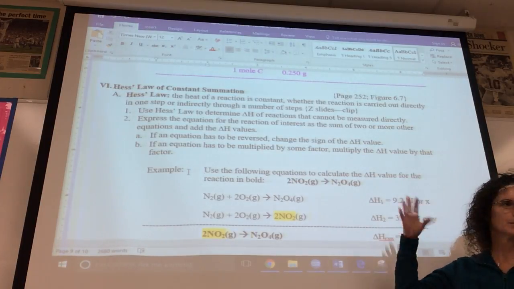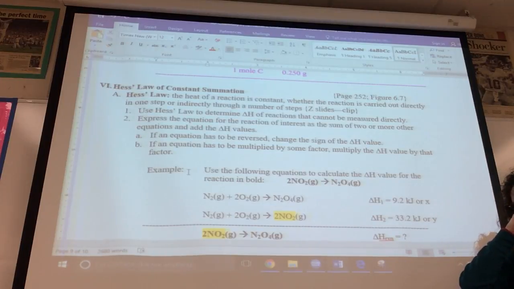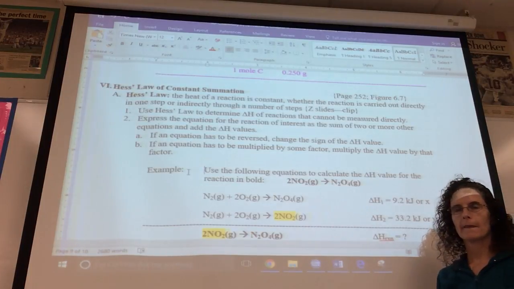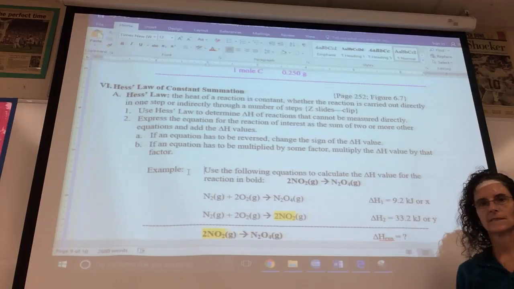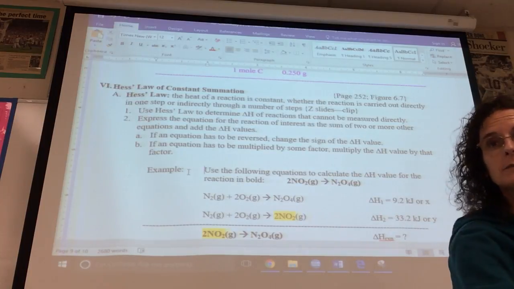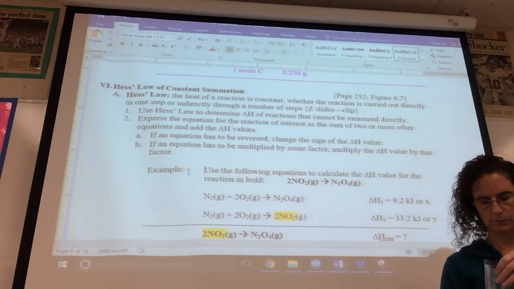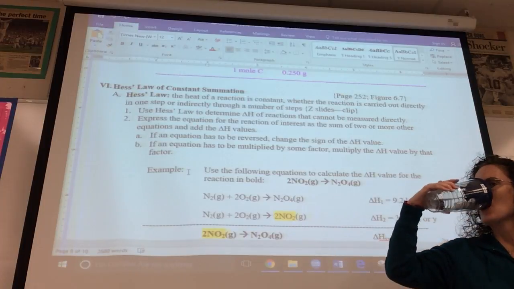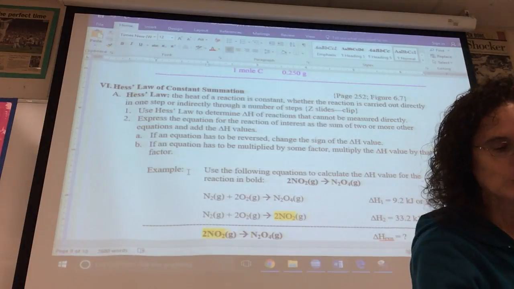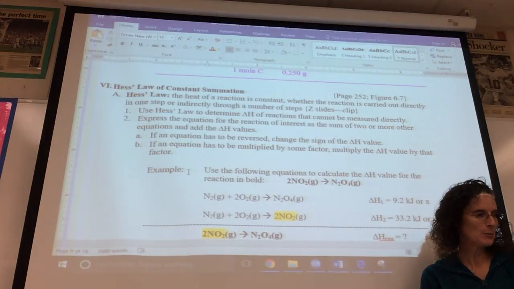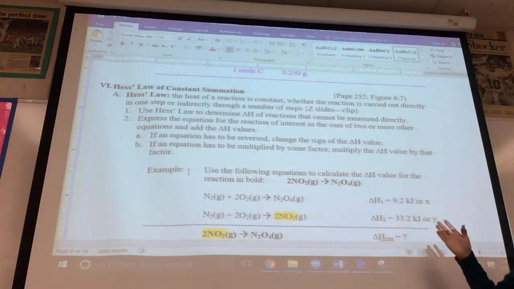You've got to flip and multiply and add. It's not difficult. Is this like the reaction mechanism kind of? Kind of. Yeah. But it's break time, you said? Not yet. We didn't get started on time, so we're going to get through Hess's Law before we break.